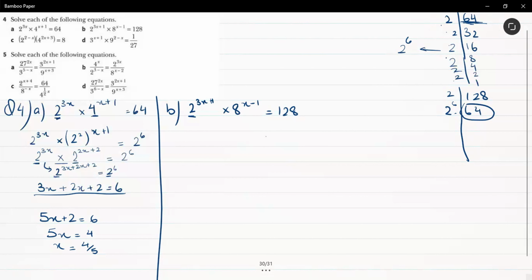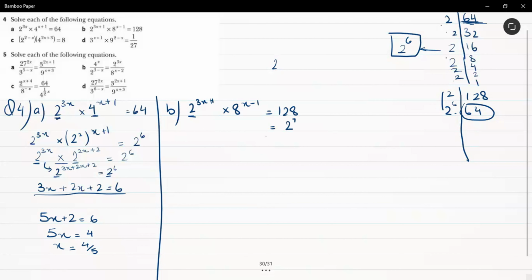The first thing I recommend you do is learn the powers of 2. They're basic, not a big deal: 2 raised to the power 1, 2 raised to the power 2, 2 raised to the power 3. Learn these values. Secondly, if you don't learn these values, at least utilize the questions you have done previously. We got 2 raised to the power 6 is equal to 64, so 2 multiplied by 2 raised to the power 6 is going to give us 2 raised to the power 7.